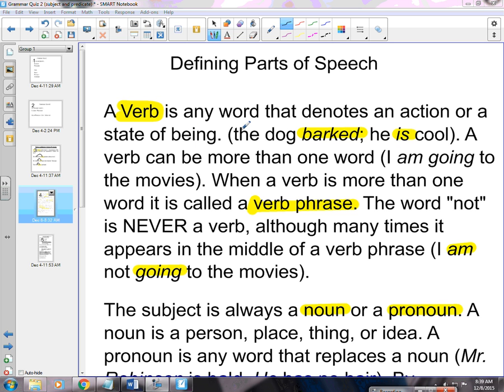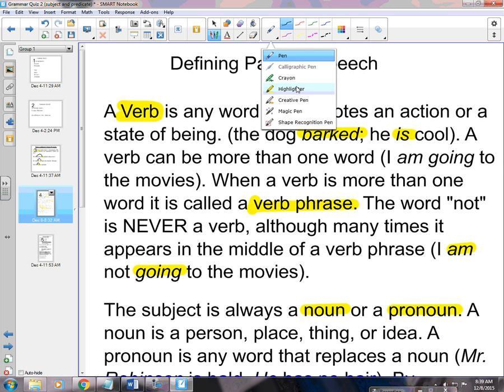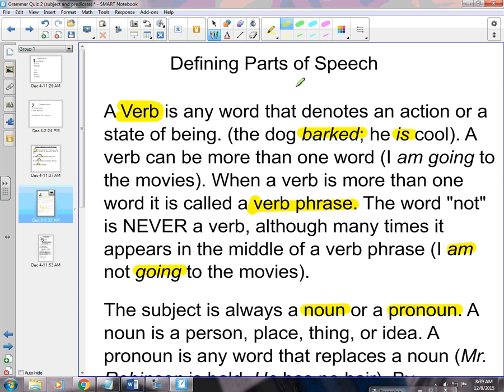A verb can be more than one word. For example, I am going to the movies. Am going is going to be your verb phrase. When a verb is more than one word, it's called a verb phrase. The word not is never a verb, and it's very important to remember that. Although many times it appears in the middle of a verb phrase. So for example, I am not going to the movies. If the sentence on your quiz said, I am not going to the movies, and you were asked to identify the verb phrase, you would identify am going as the verb phrase.